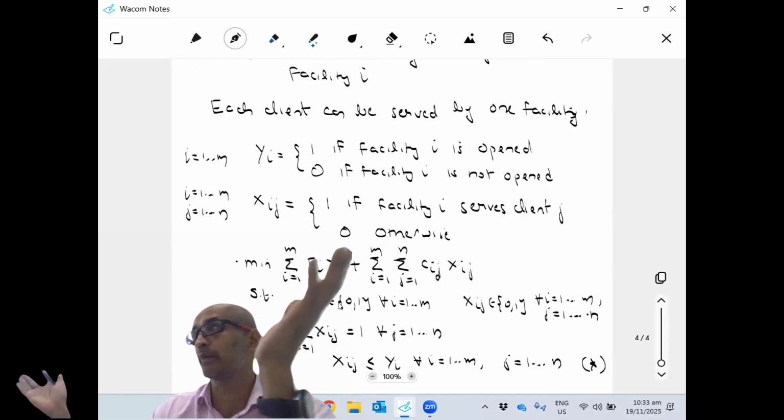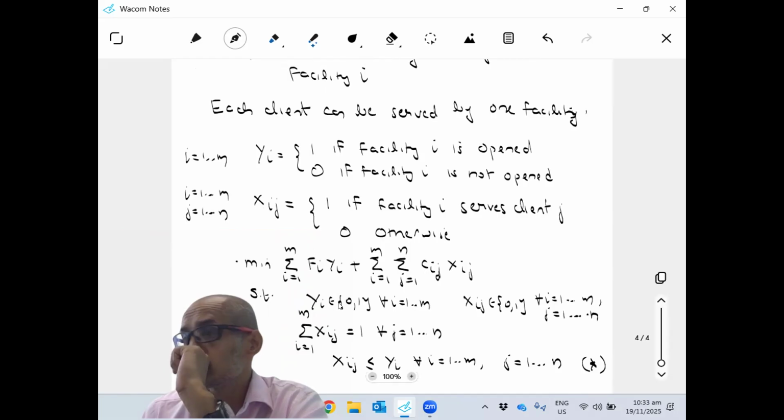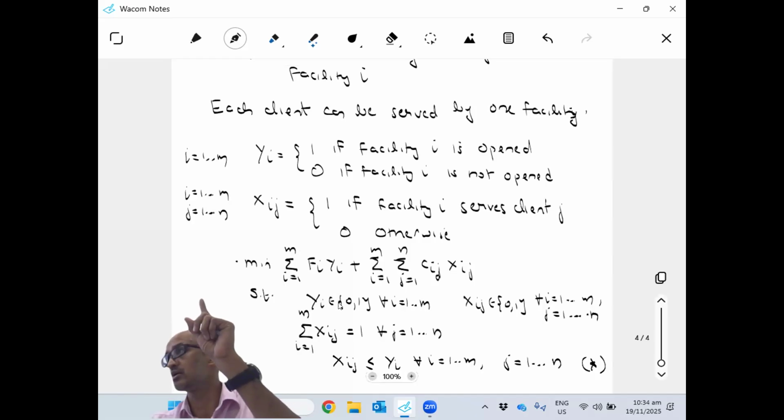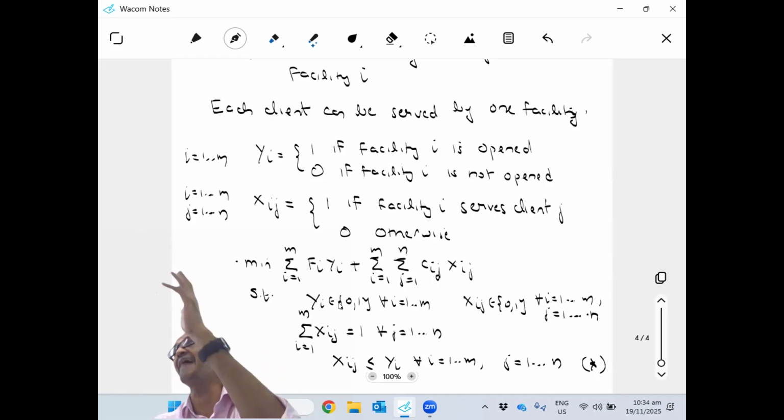Without this, the problem is just separable. And it's not interesting. Okay. So again, what is this logical constraint capturing? If any one xij is 1, the corresponding yi has to become 1. Or equivalently, if any one yi is 0, all the xij's coming out of that yi have to be 0 because of the binary constraints.